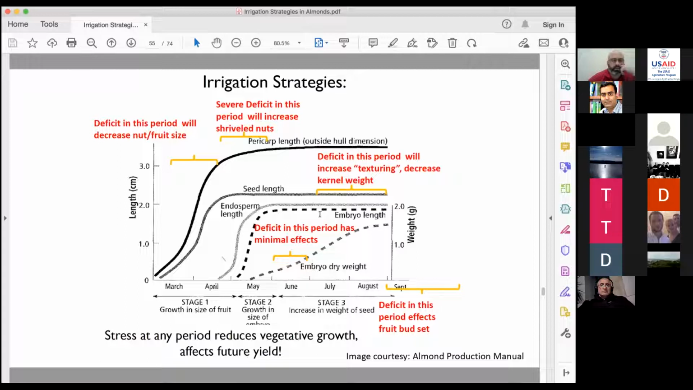Right after that, when it is really close to harvesting, is the stage where the dry weight accumulation happens. If you do not resume full irrigation and continue water stress, then again the kernel develops texturing, and it decreases the kernel weight.